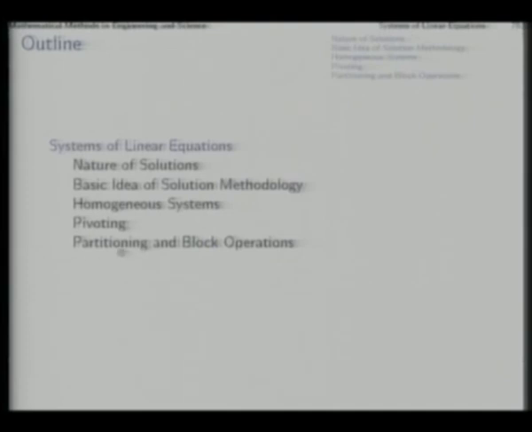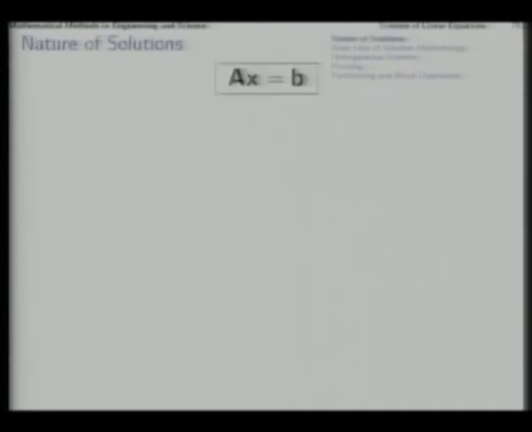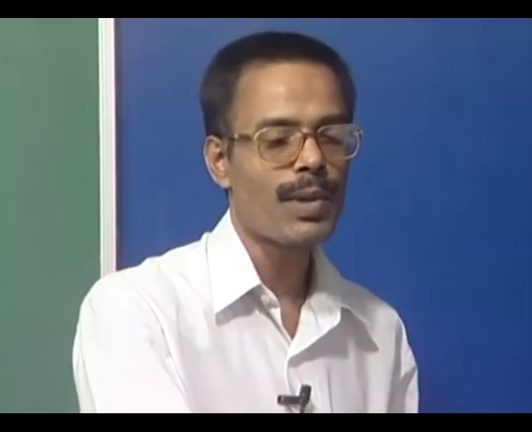So, first, the nature of solutions of systems of linear equations. The systems of linear equations in general can be expressed in this manner: Ax = b, in which the matrix A is the coefficient matrix, and when we augment it with the right hand side vector on this side, we construct this larger matrix, A and b together. We will refer to this larger matrix as the augmented matrix.